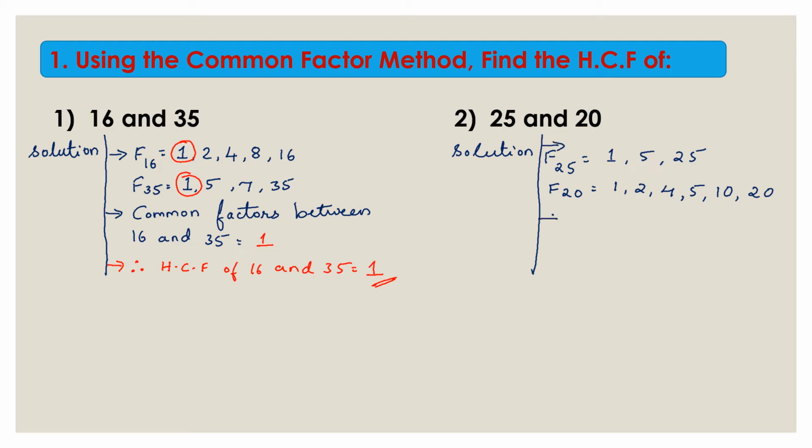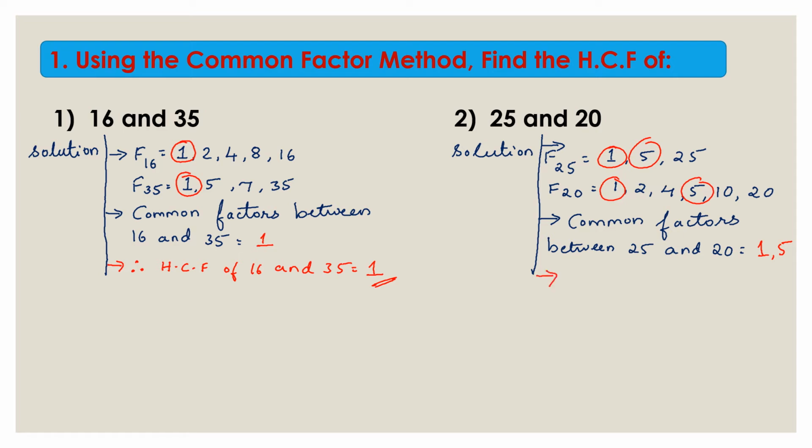So let's see what our second step is. The second step is finding the common factors between which numbers? The given numbers are 25 and 20. So let's see which numbers are common in 25 and 20. We see here we have number 1 and number 5 common in 25 and 20. So let's write here 1 and 5. These are the common numbers we found.